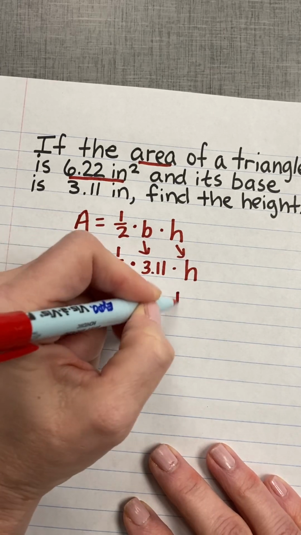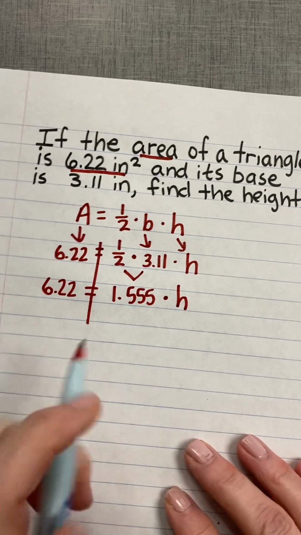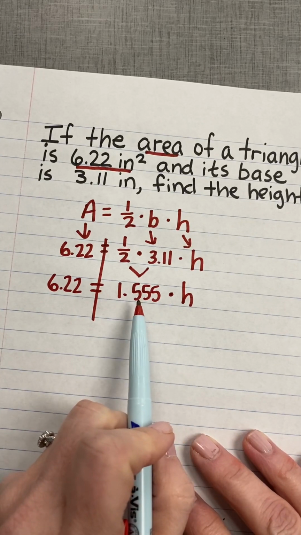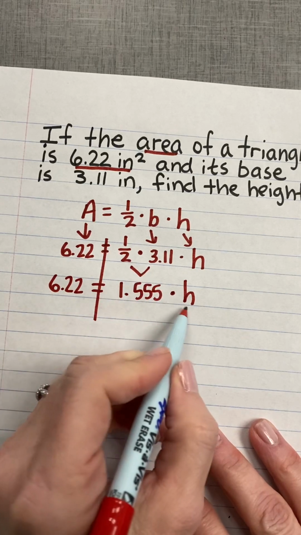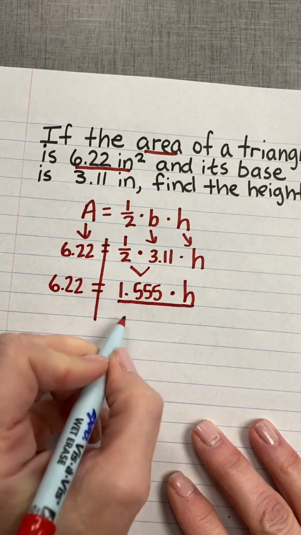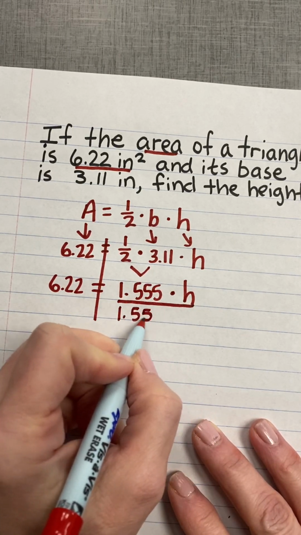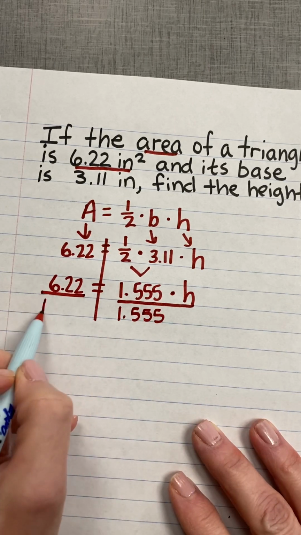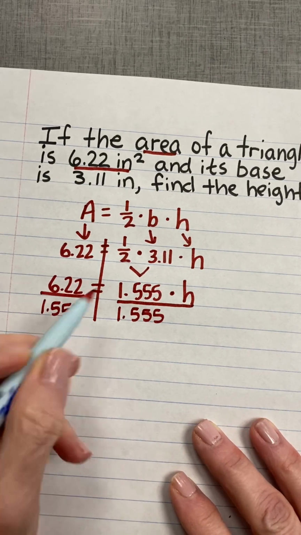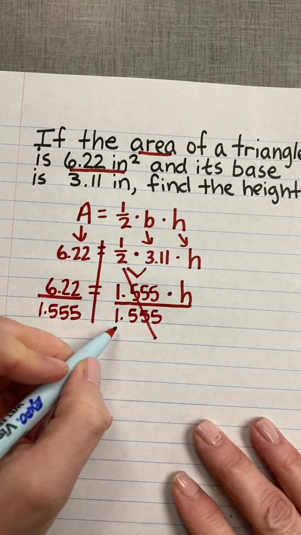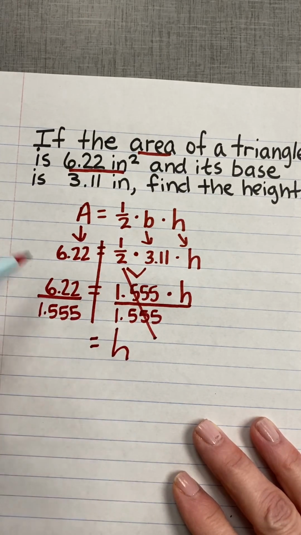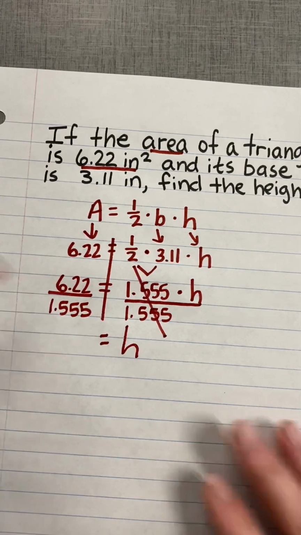1.555 times that H. And now we're trying to get H alone, so we want to get rid of the 1.555. The opposite operation to multiplication is, of course, division. So I'm going to divide both sides by that number. These two are going to knock out to 1. Float the H down. H equals, and then I'll finish off on my calculator with this division problem.